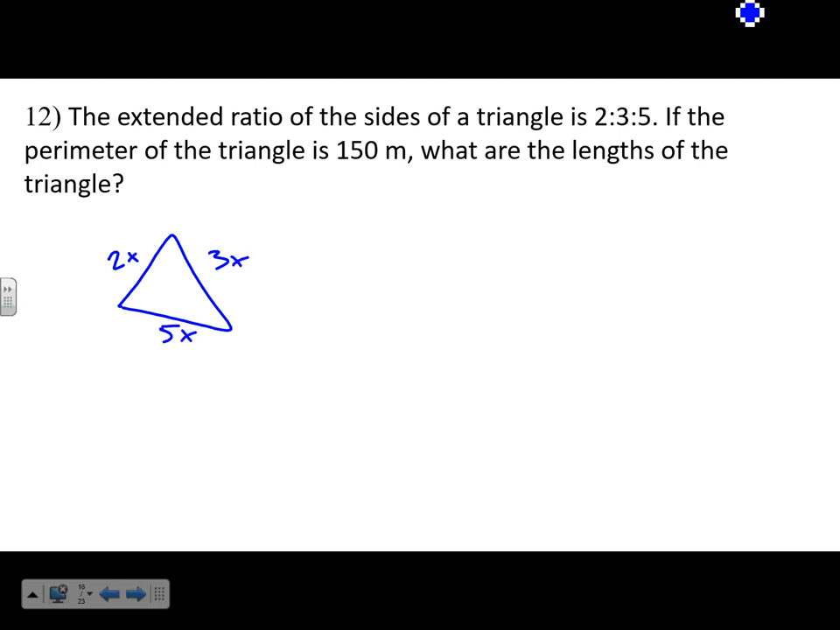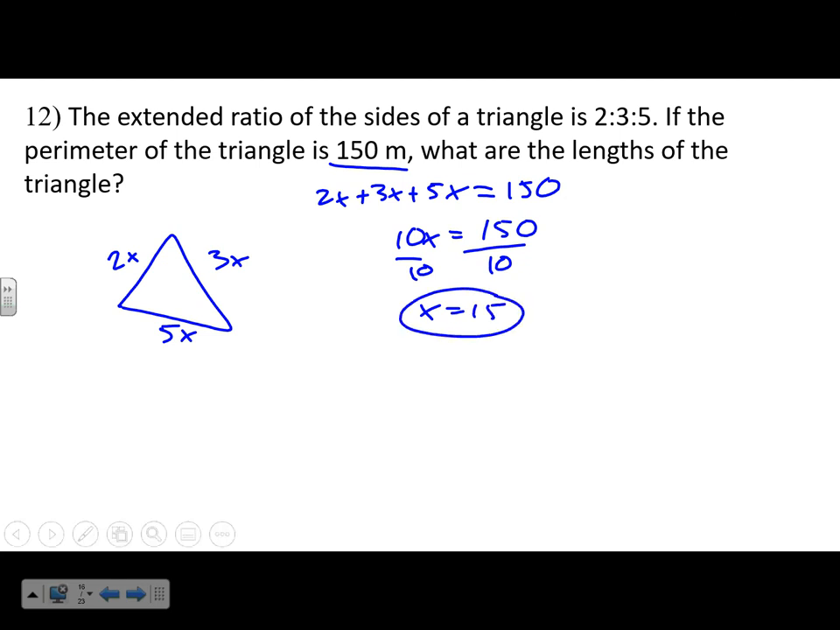Same thing with the rectangle. 2x plus 3x plus 5x have to add up to be the perimeter, which is 150. If you combine like terms, 10x is equal to 150. Divide both sides by 10, we get x is equal to 15. It's just a little bit different because it only has 3 sides, but they give you the ratio with the 3rd side, so you can figure that out.